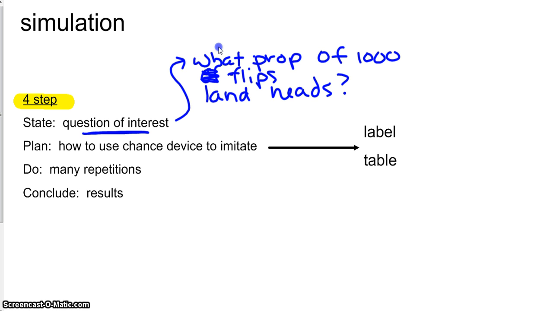How to use a chance device. Now, chance device, what they're saying is that it could be a coin itself. Sometimes we can use dice, and what we're also going to use is a random digit table.